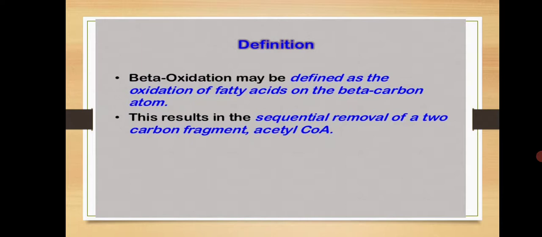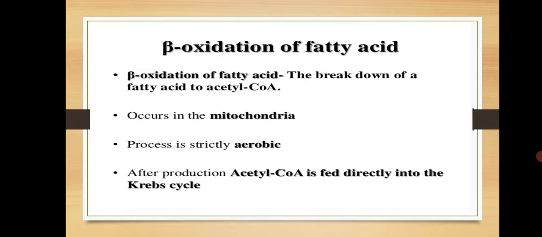There is oxidation of fatty acid on the beta carbon atom, and this results in the sequential removal of two carbon atoms in the form of acetyl CoA. It means that in this fatty acid oxidation, there is successive removal of two-carbon units in the form of acetyl CoA. So that is the thing. Beta oxidation of fatty acid is the breakdown of fatty acid to acetyl CoA, as I told just now.